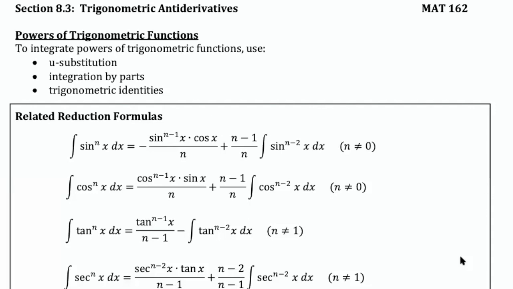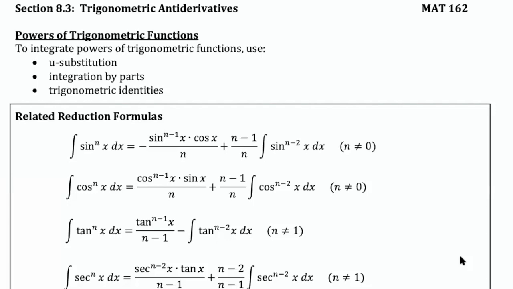Section 8.3 has to do with trig antiderivatives. When you're dealing with powers of trig functions, really all techniques here can apply. You might use substitution, you might use integration by parts, you might use some basic trig identities. And we also do have some specific reduction formulas that can be used as well.